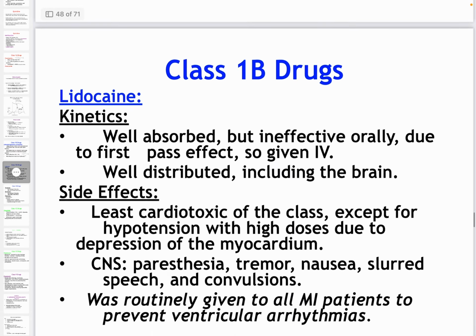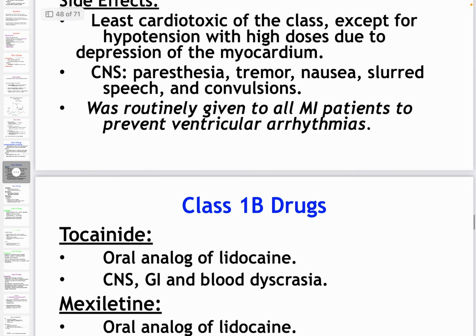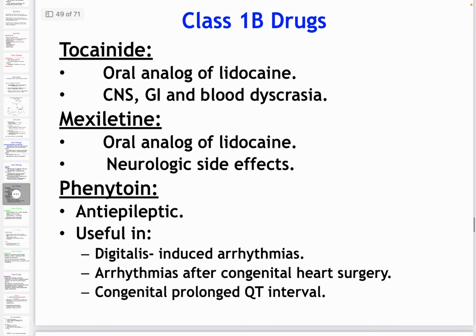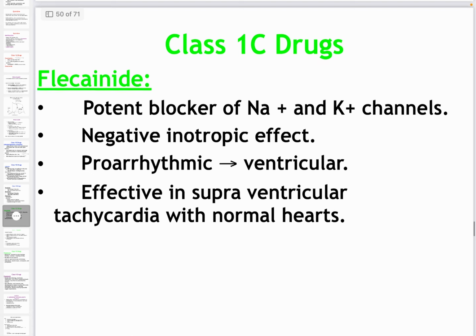So the next group, we talked about these drugs? Yeah. Yes. We reached here?